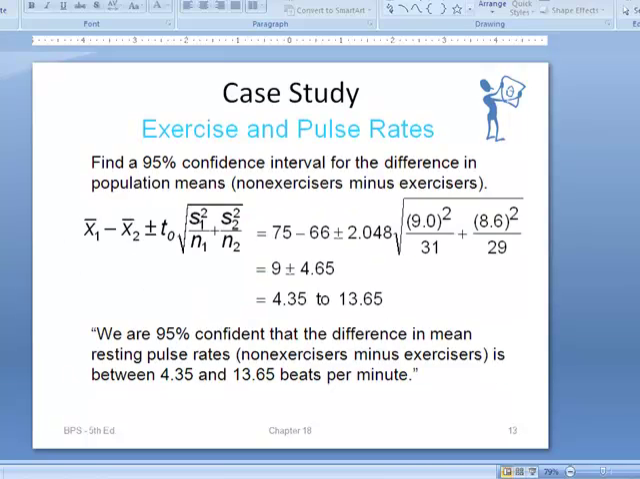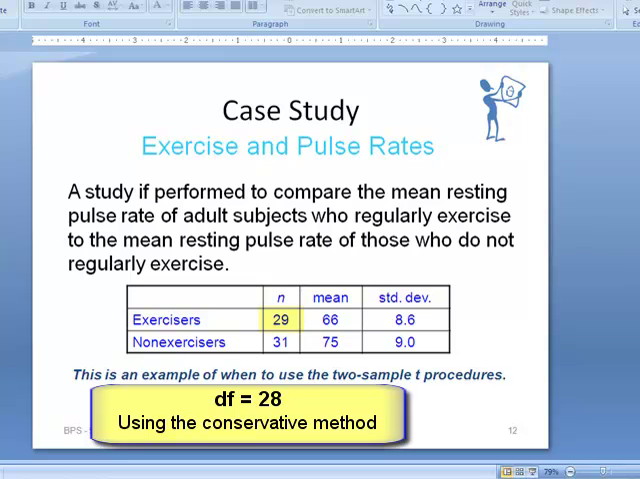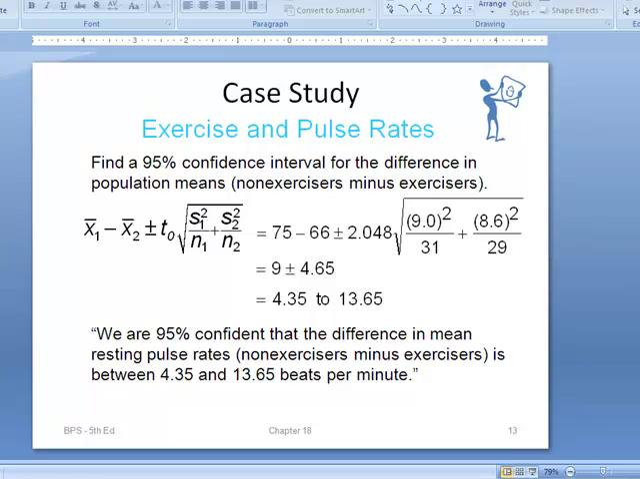Now, the way that we would get our confidence interval, a 95% confidence interval, is we've got our sample means, but we have to figure out our critical value. The critical value is for a 95% confidence interval, but how do we find the degrees of freedom? Well, let's go back a slide and look for the smallest sample size, which is 29. So our degrees of freedom should be 28 if we're using the conservative method, and that's what we're using. So look at Table C. If you look at the 95% confidence level with 28 degrees of freedom, the critical value is 2.048.